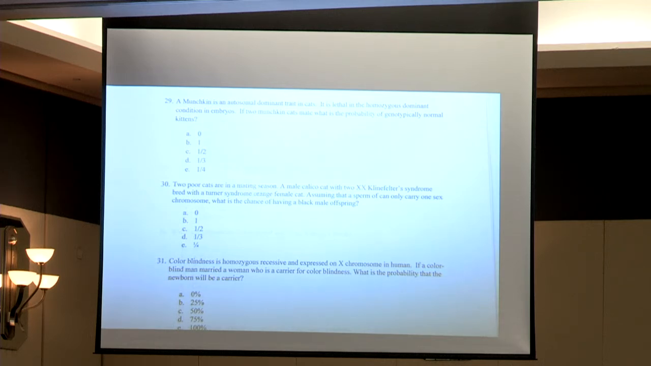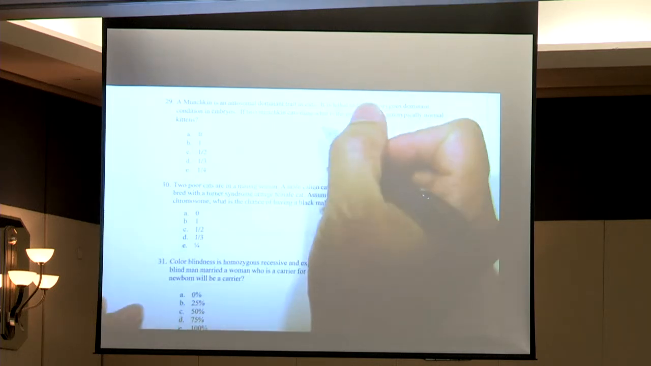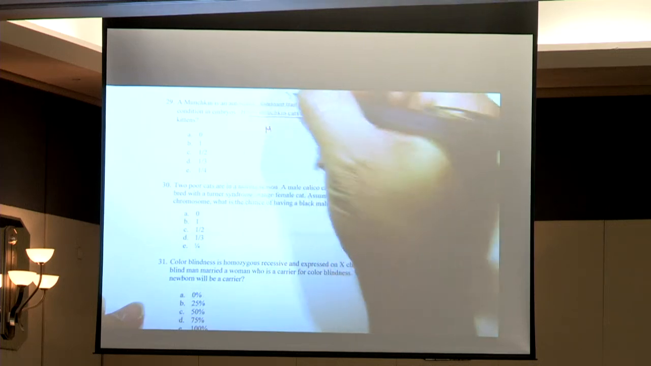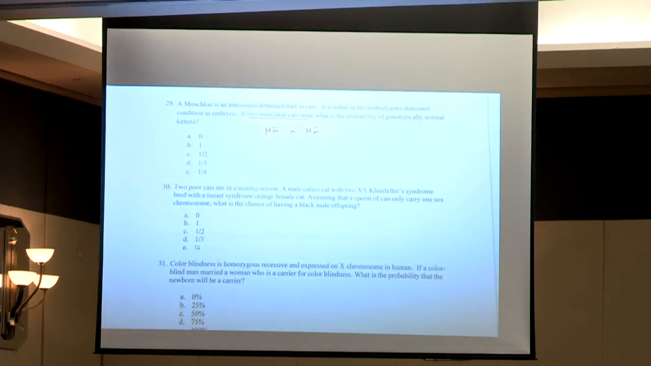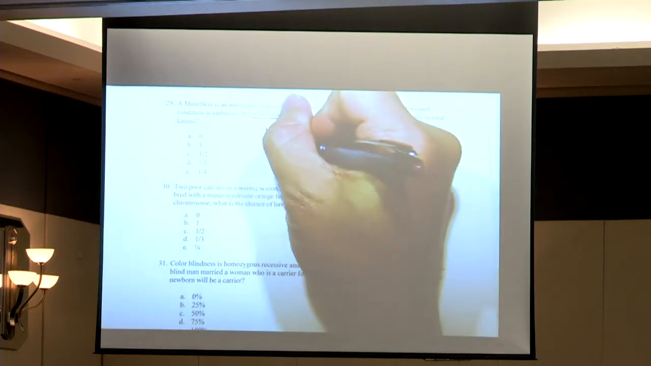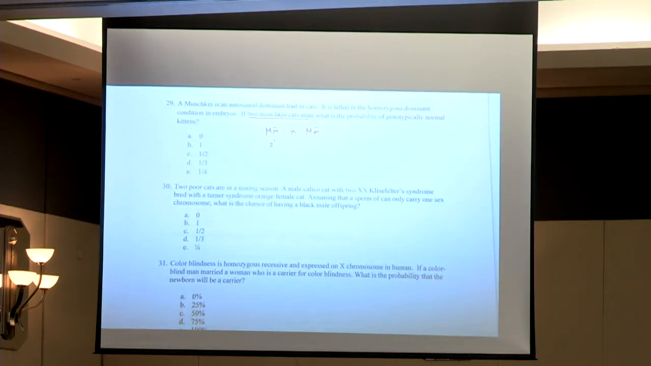So if two Munchkin cats mate, what is the probability of a genotypically normal kitten? Okay, so let's say it's an autosomal trait and homozygous dominant is lethal. If that's the case, will you ever have a born homozygous? No, right? So that means the genotype of these two Munchkin cats has to be like this, right? So they cross. Again, if you use the 2^n rule, it's 2 to the 1, because there's 1 heterozygous pair.